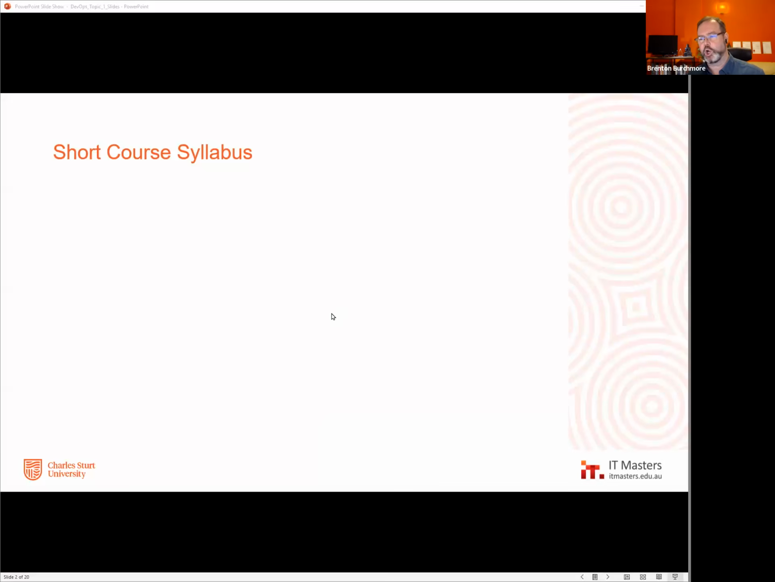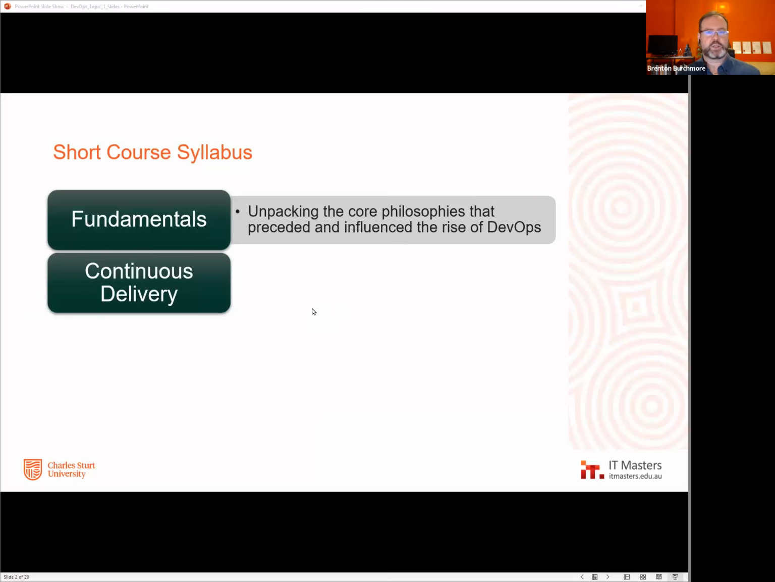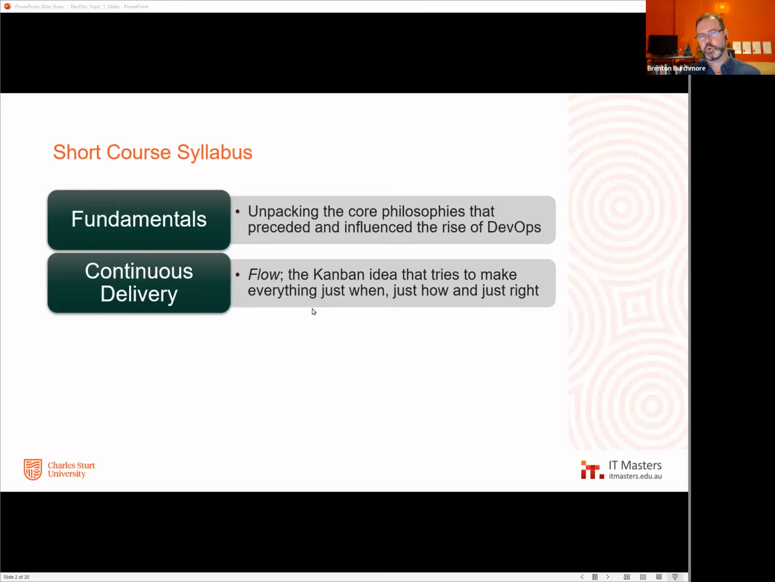What are we going to cover? A quick overview of the syllabus. We are going to talk about the fundamentals tonight, some basic introduction to the ideas that underpin DevOps. Next week we are going to talk a bit more about flow and continuous delivery, and some of the elements and where it's come from through Kanban, and what it really means within development and operations to have continuous delivery and flow.